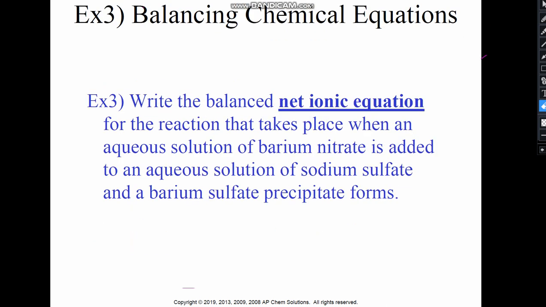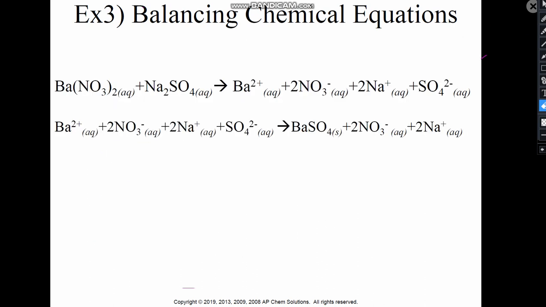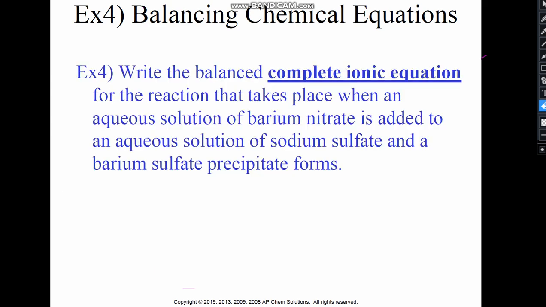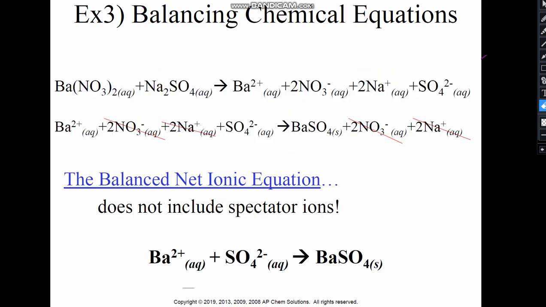Here's an example of a net ionic equation. Very quickly, you're going to have to be able to do this from words. And here is the example. And again, there will be a word bubble that will give you the video link to how to do this, so that you will have a little bit of a refresher on how to do this. And that is the end of this video.